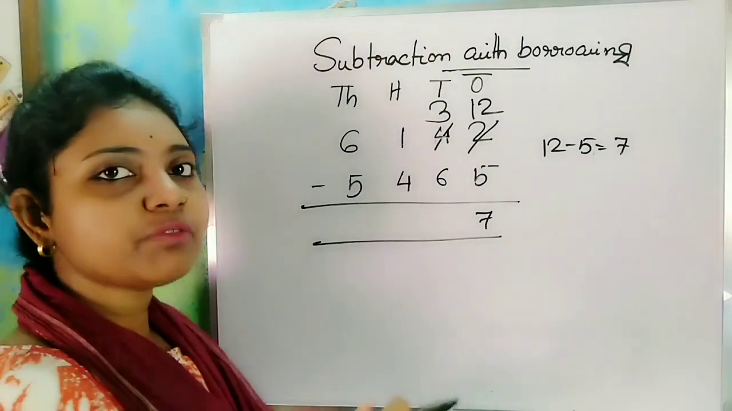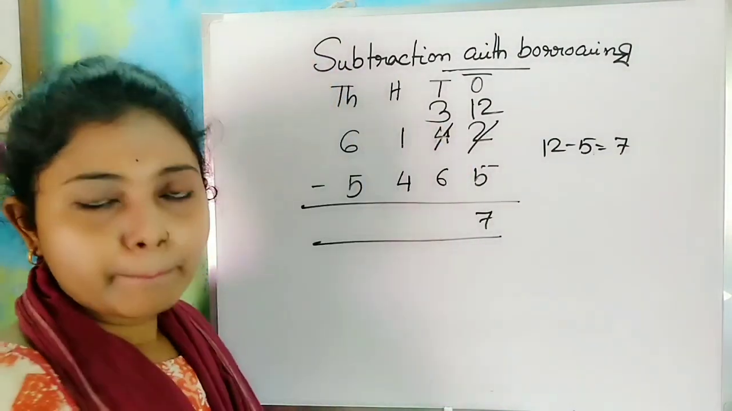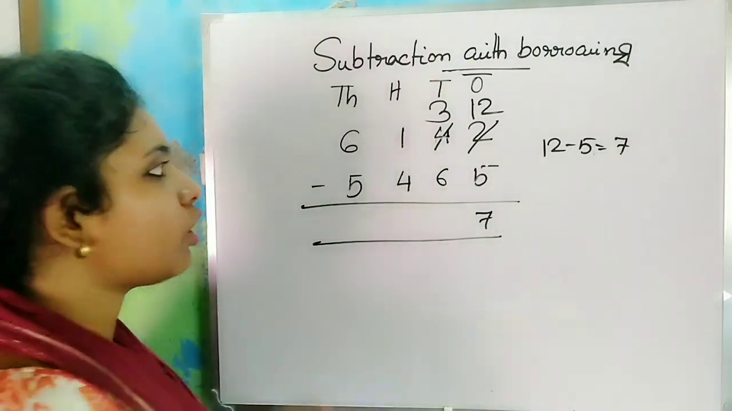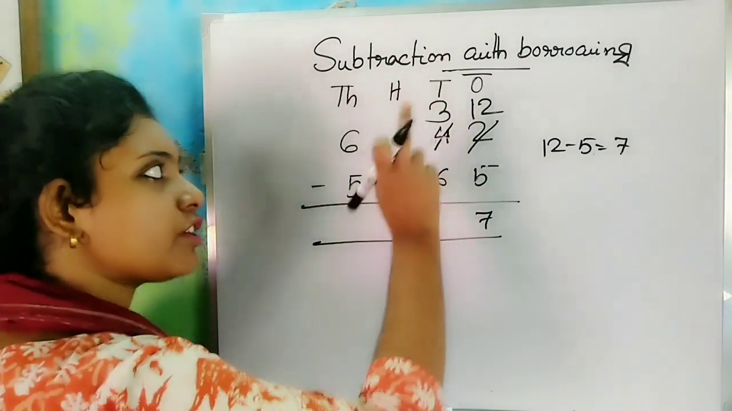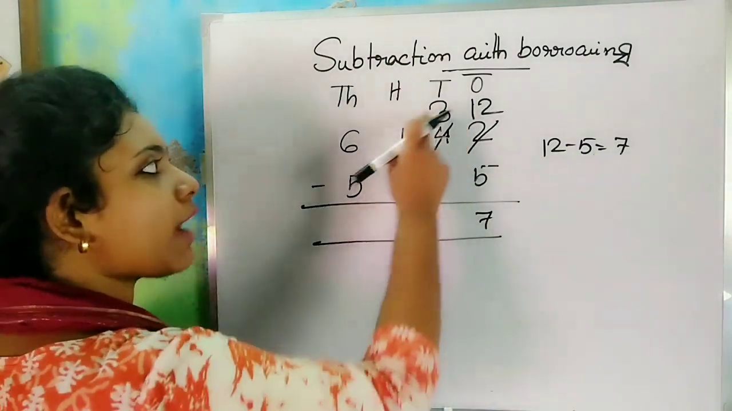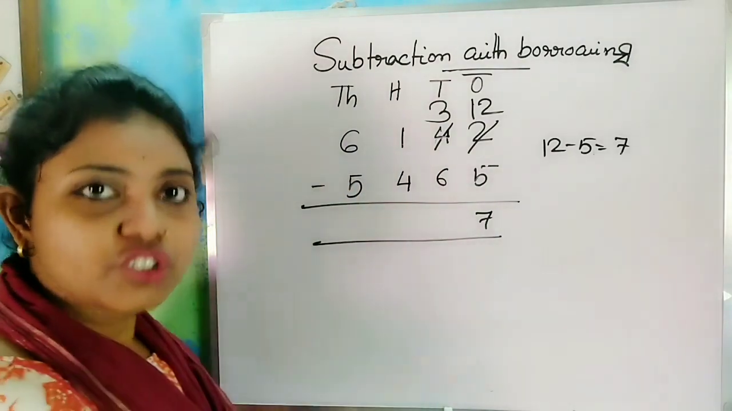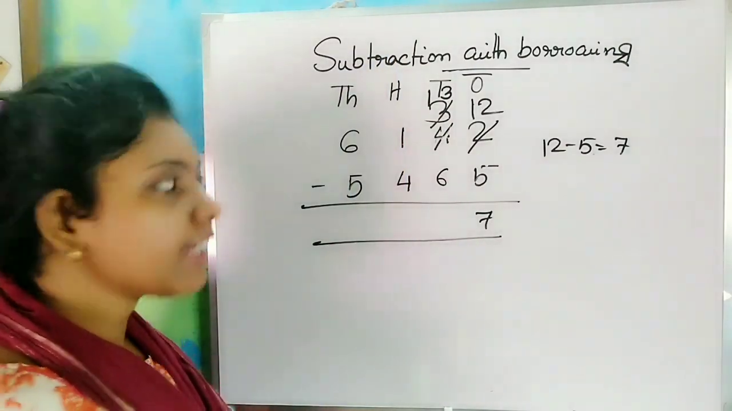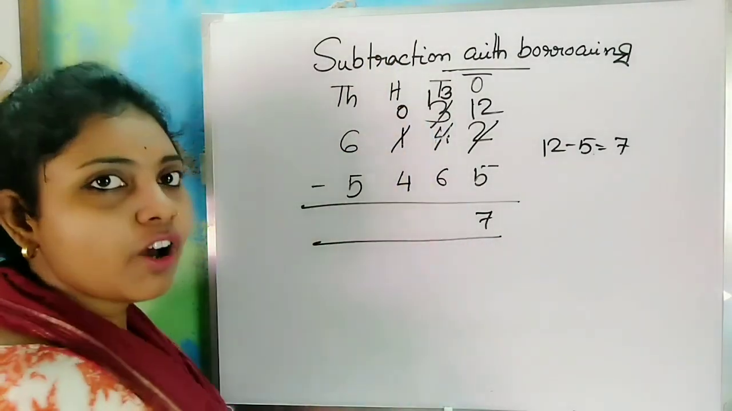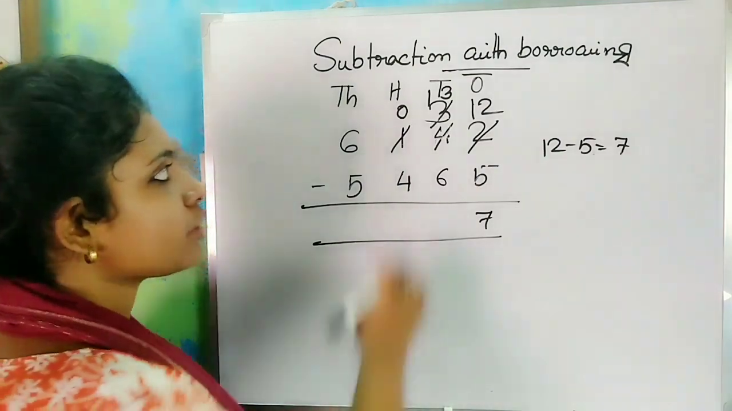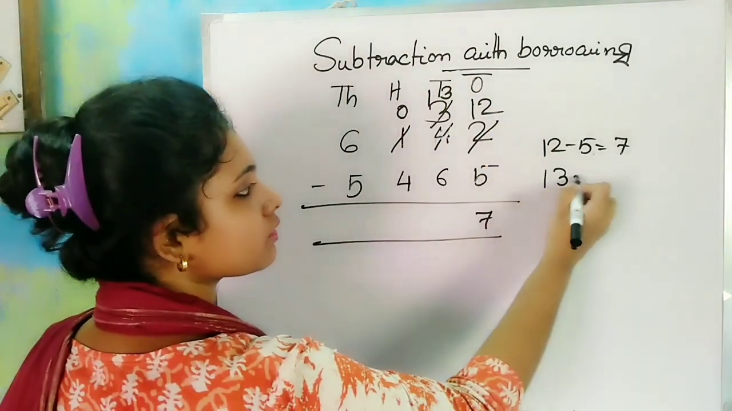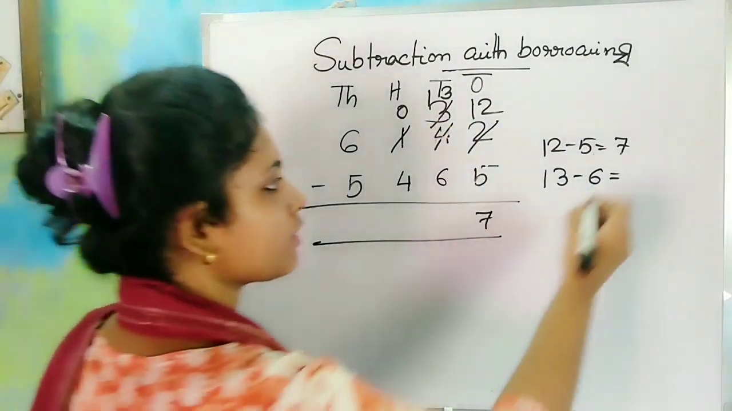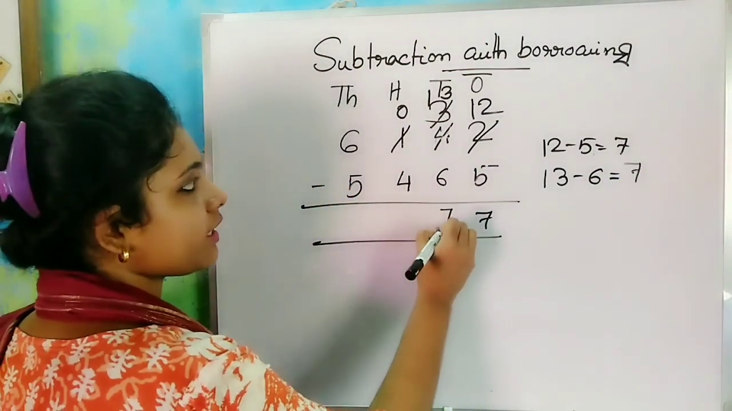Next see, we have to subtract 6 from 3. But 3 is smaller than 6. So for this subtraction we have to borrow 100 from this place. So for this borrowing we have to add 10 with 3. That is, we have to write here 13 and we have to write here 0, because 1 minus 1 equal to 0. So then 13 minus 6 means 7. So we have to write here 7.